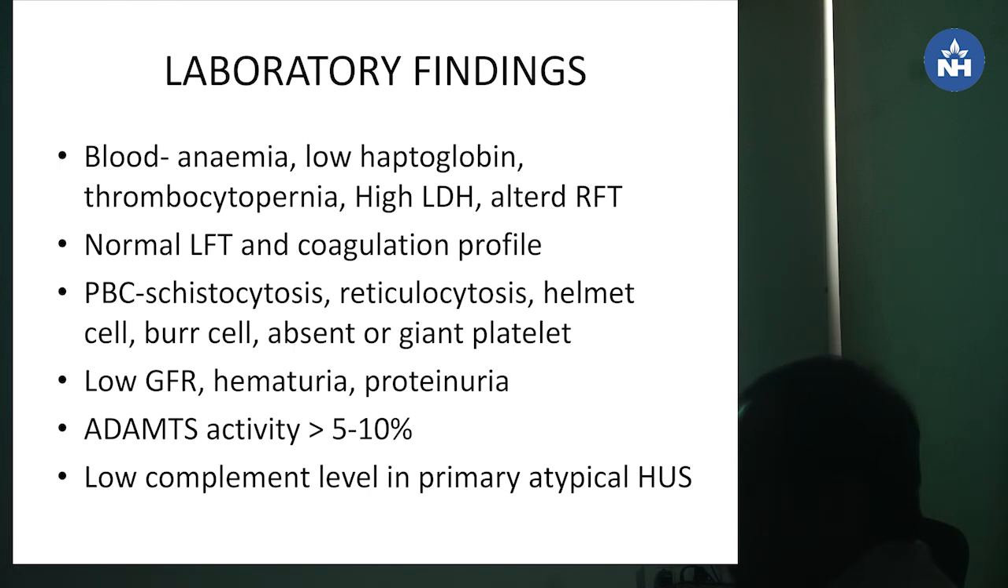Laboratory findings: microangiopathic hemolytic anemia leads to anemia, low haptoglobin, and thrombocytopenia, high LDH and altered RFT. Normal liver function test and coagulation profile are seen in HUS. Peripheral blood smear shows schistocytosis, reticulocytosis, helmet cells, burr cells, and absence of giant platelets. Low GFR, hematuria or proteinuria seen in urine. ADAMTS13 activity is more than 5 to 10%. I will come to that later. And low complement level in primary atypical HUS.